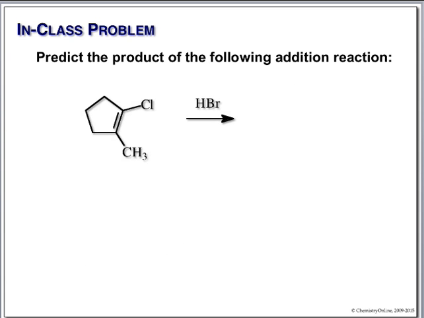Now let's do one more feature of these reactions. Look at this guy. Decide which carbon will give the most stable carbocation. Take bromide, add it to that carbocation.